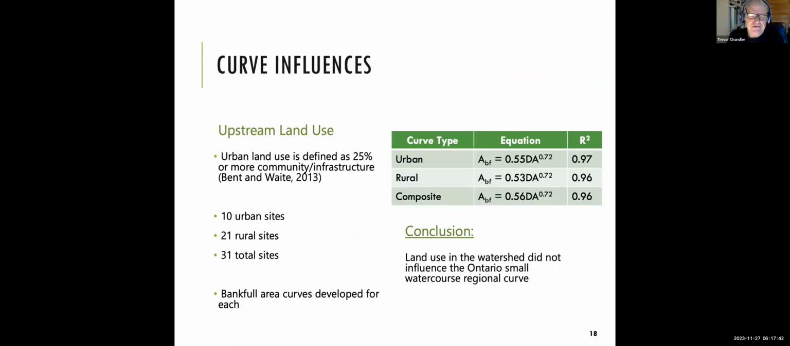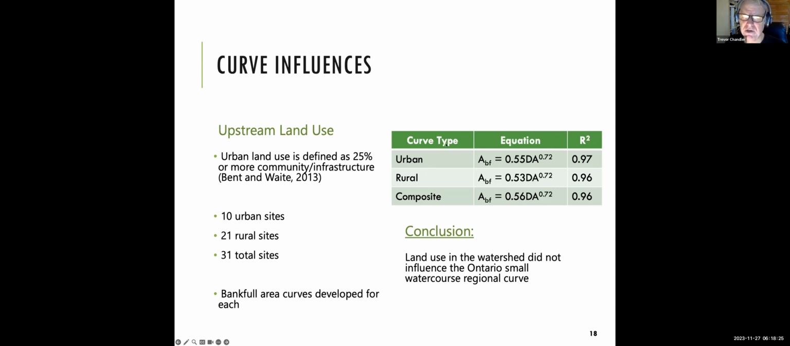And other influences, upstream land use. So what effect does the land use have on the size of a channel, how big a channel gets? And in this study, we used the literature, which identified any watershed that was over 25% community or built up as sort of defined as urban. So going through the data, I found that we had 10 sites that satisfied this criterion. So we had 10 urban sites, and the other 21 were rural, and 31 sites in total.